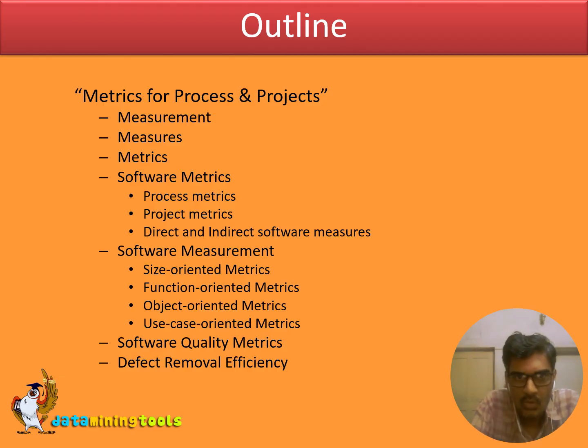Outline. So, for this talk, this is the proposed outline. First, we'll talk about measurements. We'll talk about measures. We're going to talk about metrics. Then we'll get into software metrics, focus on the project and process metrics. And then we'll also touch base on an overview of software development measurement metrics. Then software quality or testing metrics, and end the presentation with defect removal efficiency.